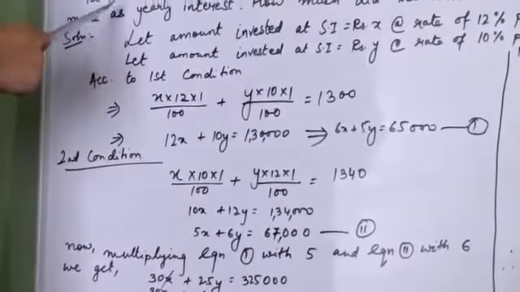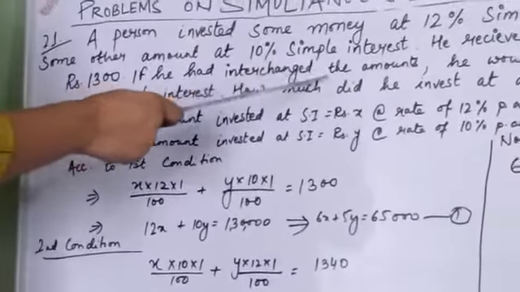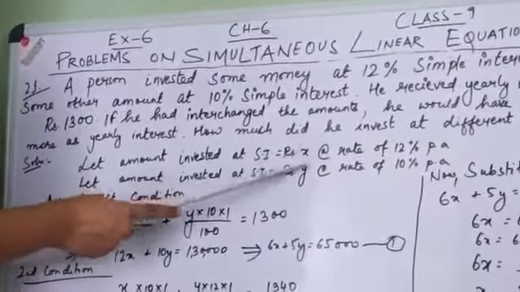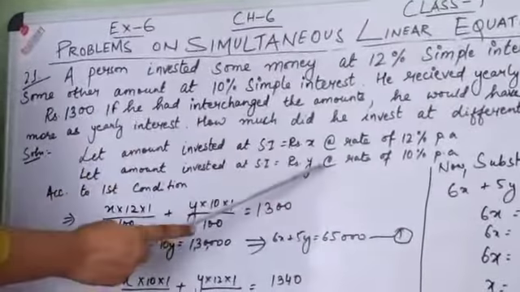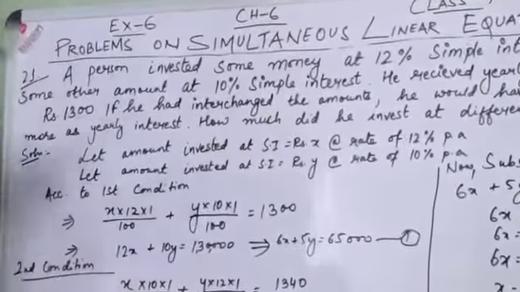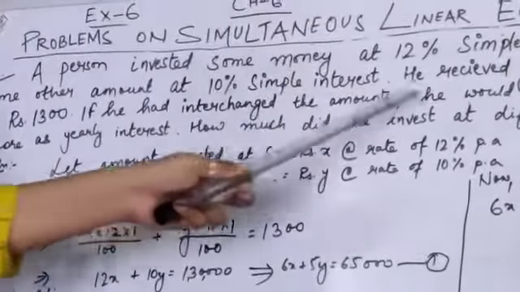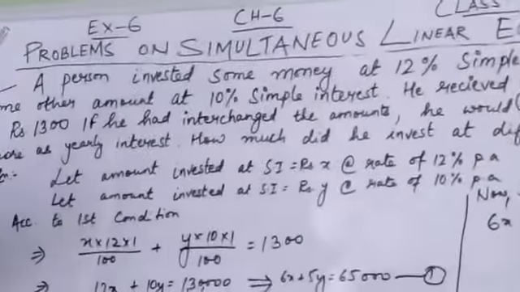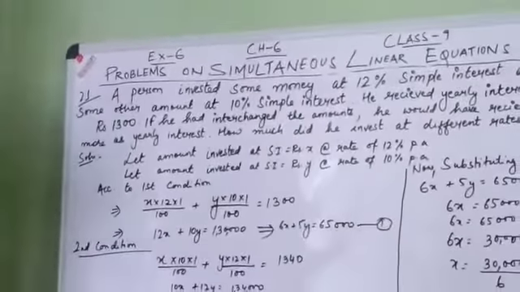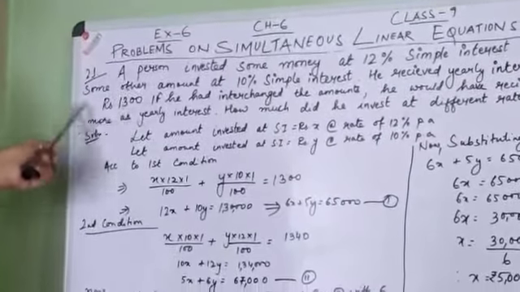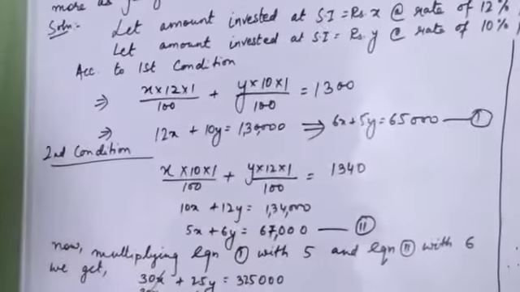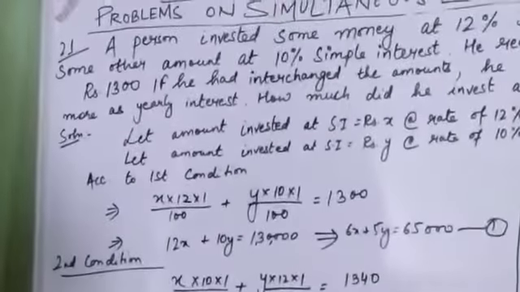Now the second part of the question states that if he had interchanged the amount, that now he is investing X rupees at 10% and Y rupees at 12%. Now if he interchanges, how much would he receive is rupees 40 more. That means when he is interchanging the amount, he is earning rupees 40 more. That means if he was earning initially 1300, now he will be earning 1340.